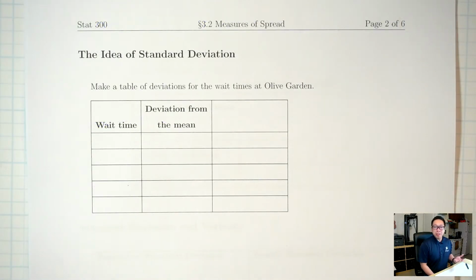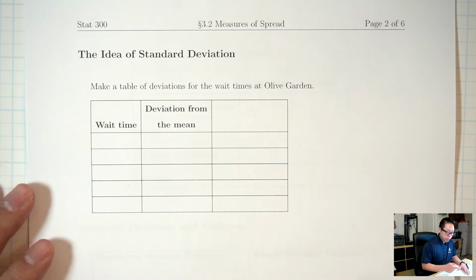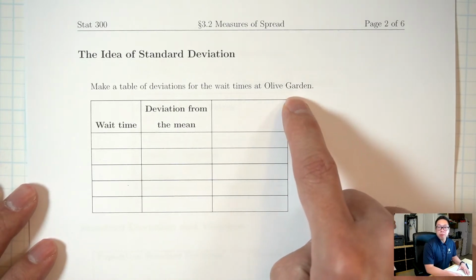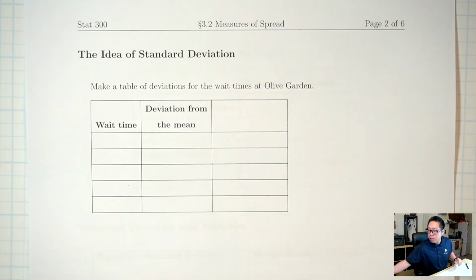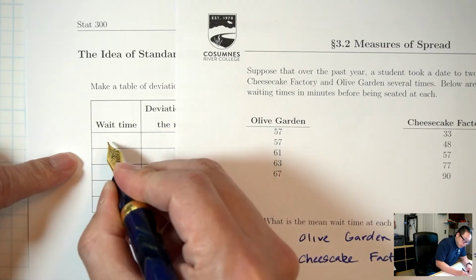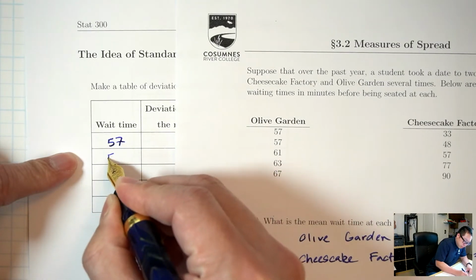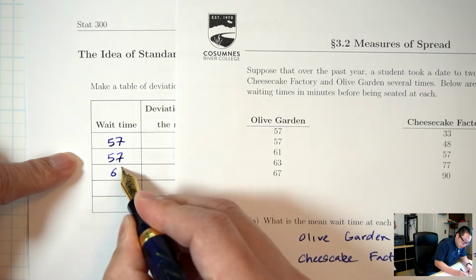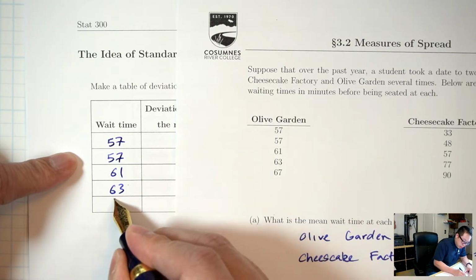Because the range is so easy to calculate, you just take the biggest number minus the smallest number, it's also not very useful. The more useful measure of spread is going to be the standard deviation. What I want to do here is give you an idea of what the standard deviation is. So I'm going to calculate the standard deviation for the Olive Garden numbers. Let me first copy down the Olive Garden numbers: 57, 57, 61, 63, and 67.